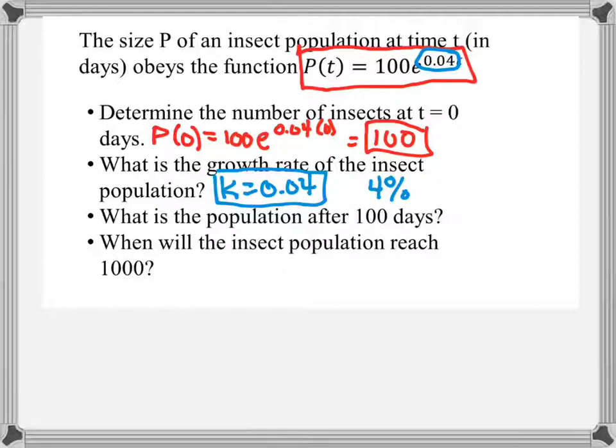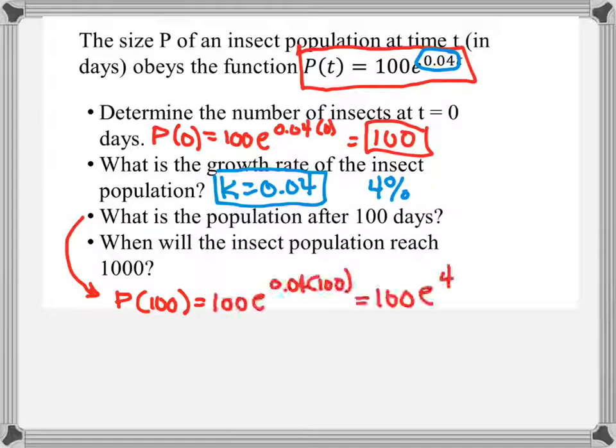What is the population after 100 days? Here we're looking for P of 100, so time equals 100. So let's substitute 100 in for t. 100 times e to the 0.04 times 100, or 100 times e to the 4th, which is about 5,460 insects.